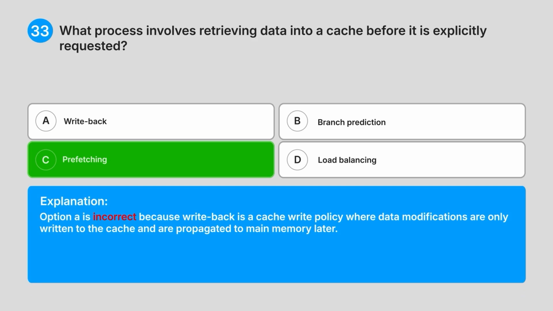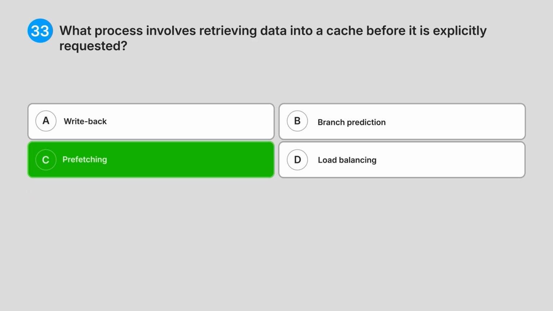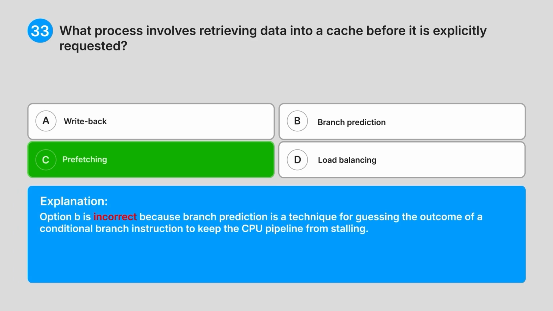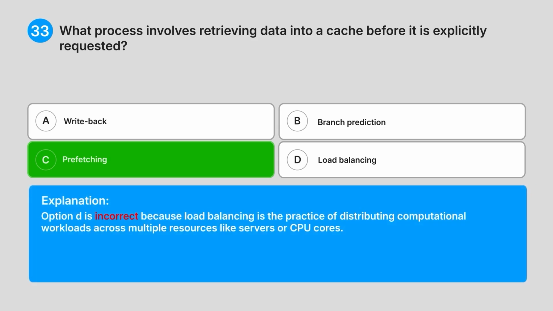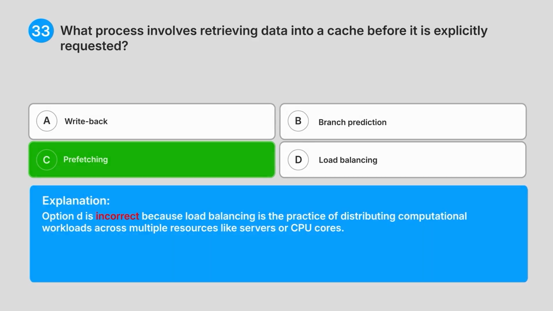Option A is incorrect because write-back is a cache-write policy where data modifications are only written to the cache and are propagated to main memory later. Option B is incorrect because branch prediction is a technique for guessing the outcome of a conditional branch instruction to keep the CPU pipeline from stalling. Option D is incorrect because load balancing is the practice of distributing computational workloads across multiple resources like servers or CPU cores.